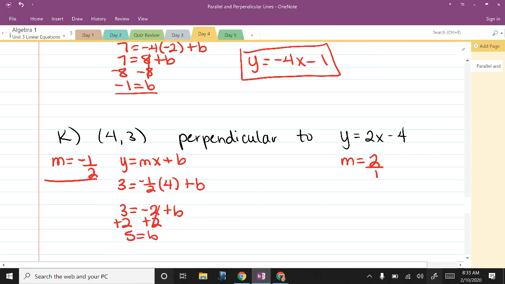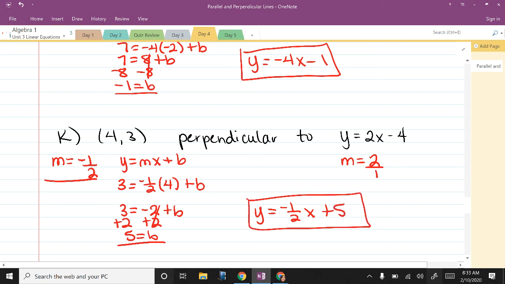I've got m and b. What's my equation then? Very good. And then you double check and make sure your slopes are opposite reciprocals. And they are.